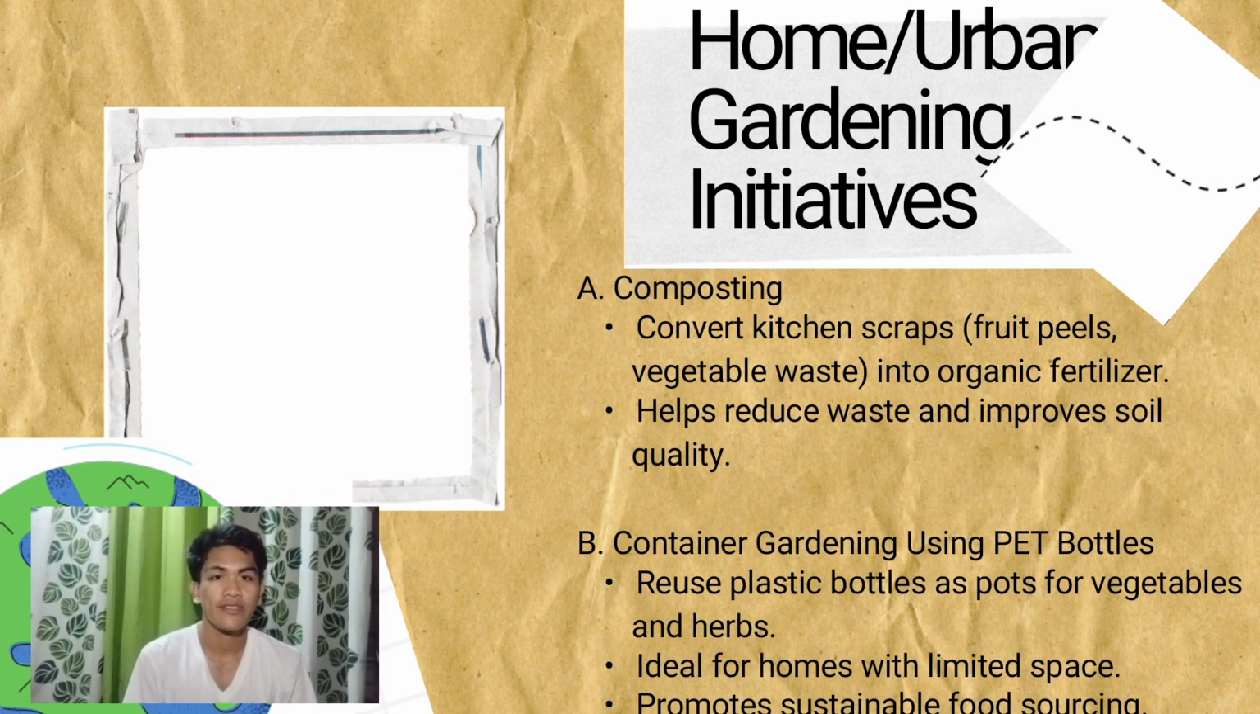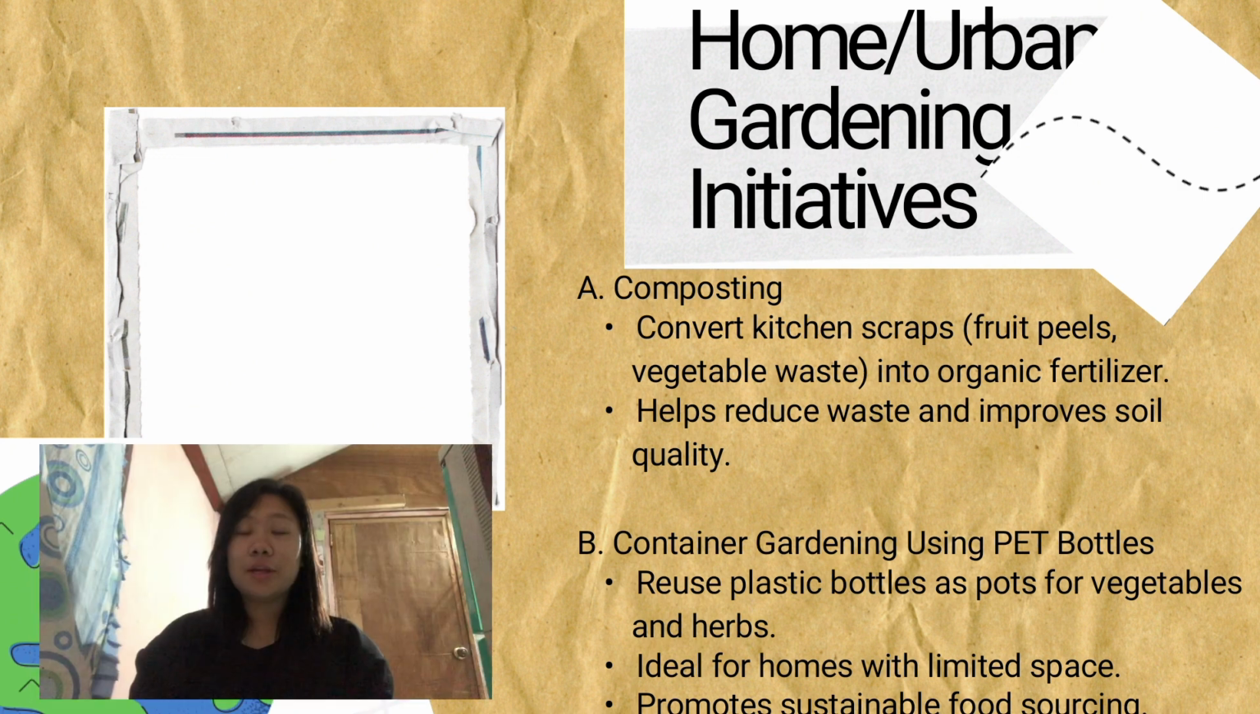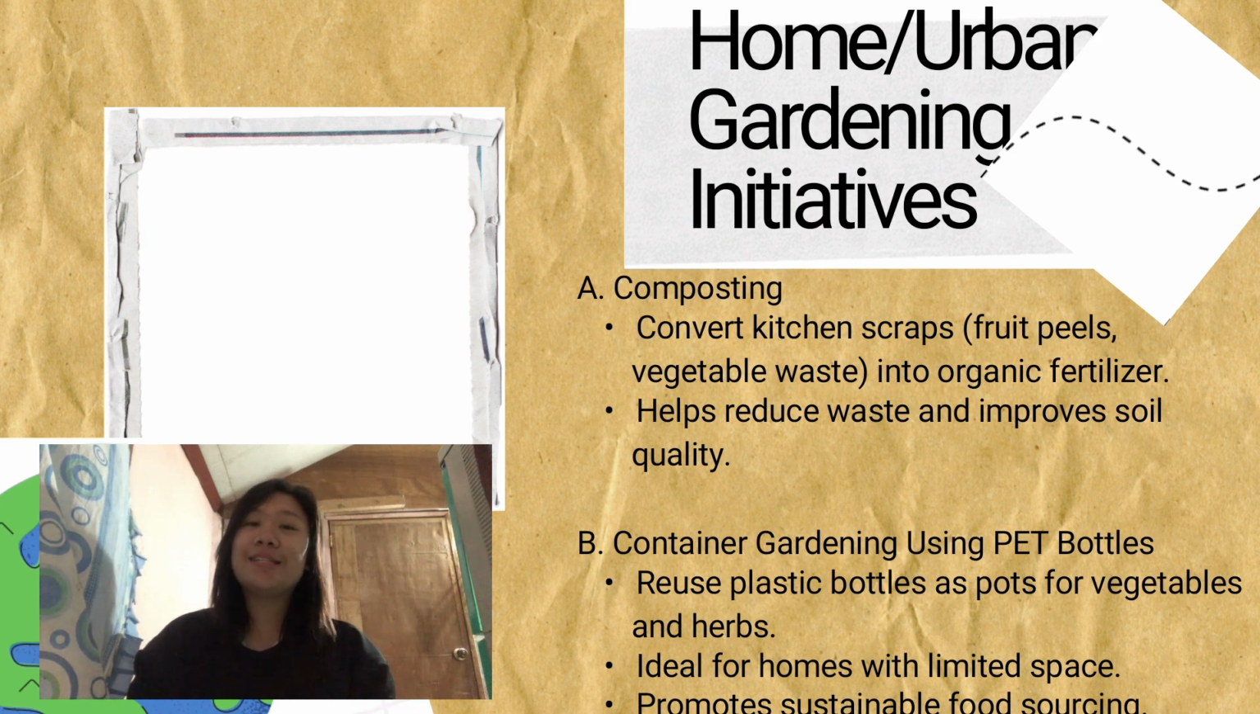Initiatives involve creative ways to reuse and recycle, and one key aspect is composting, where kitchen scraps like fruit peels and vegetable waste are converted into nutrient-rich organic fertilizer. This process not only reduces the amount of waste sent to landfills, but also enriches the soil, promoting healthier plant growth and more bountiful harvest. By adopting composting practices, urban gardeners can create sustainable and eco-friendly gardening systems that benefit both the gardeners and the environment. Container gardening using PET bottles is a great way of growing plants while recycling.